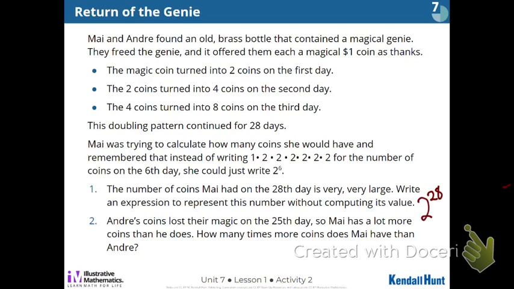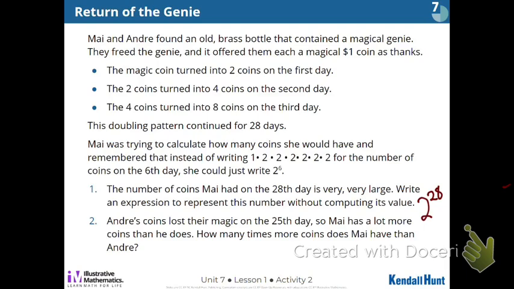Now, did anybody choose to write times 2 times 2 times 2, and so on, all 28 times? No. Good. 2 to the 28th is the efficient way to do that.